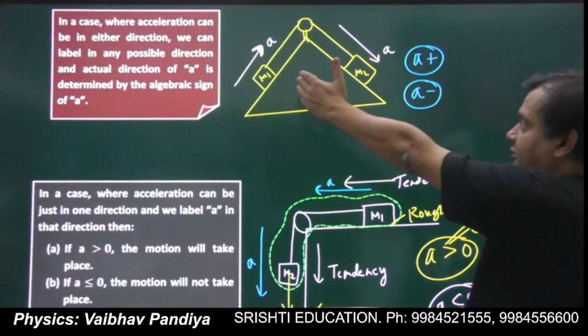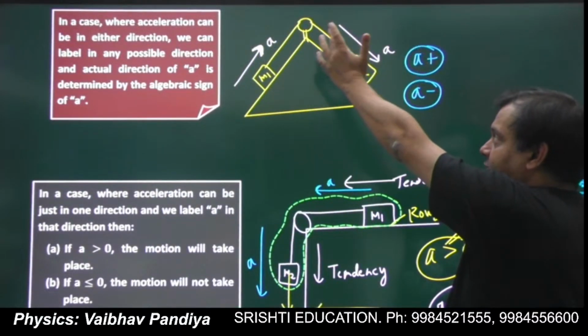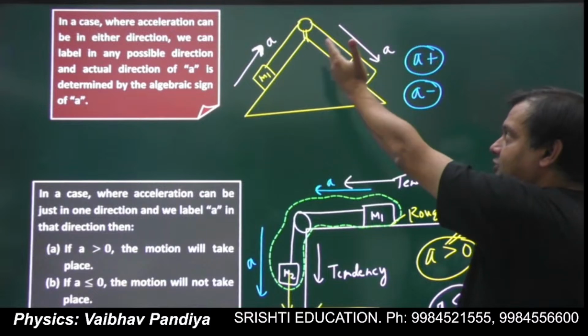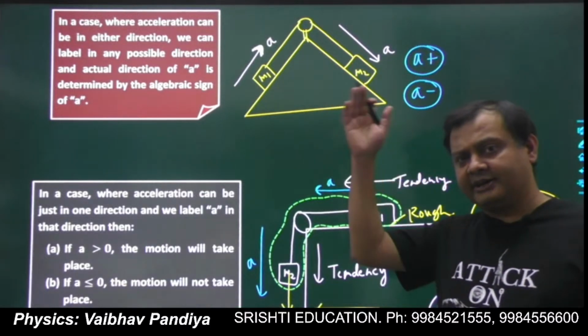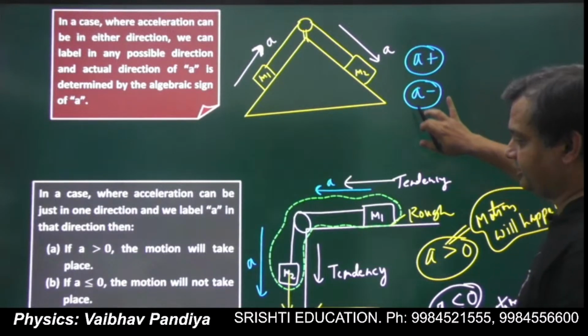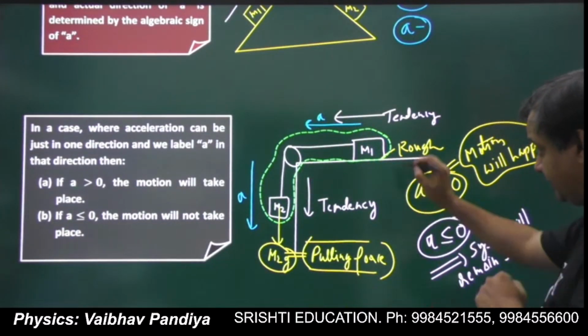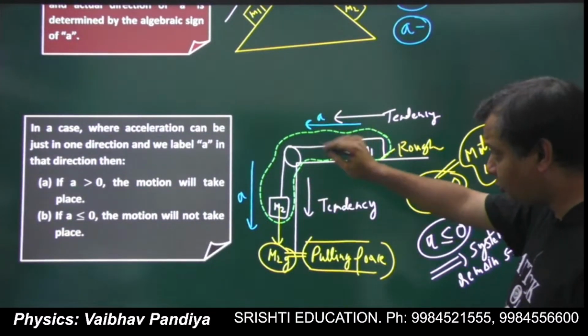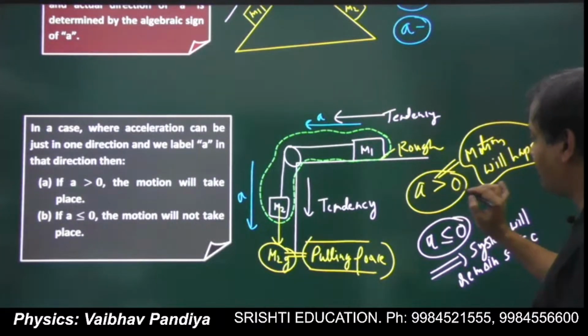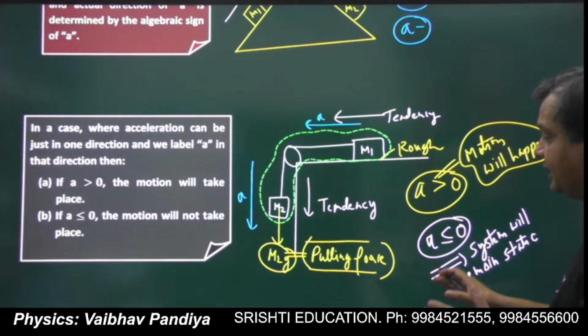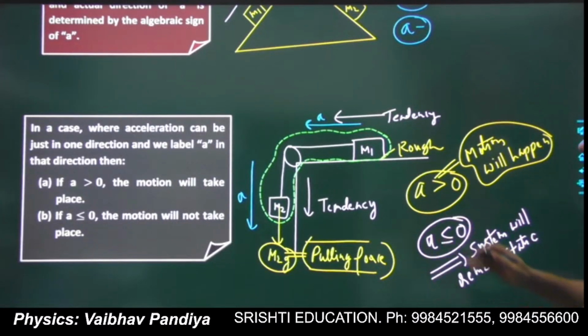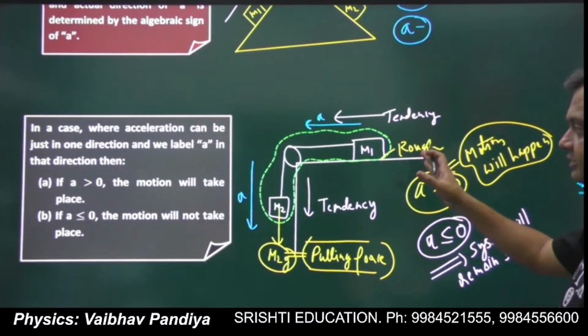When there are two possible directions of A, you can label any one direction. If A comes to be positive, actual A will be in that direction. If A comes to be negative, actual A will be opposite to that direction. However, when there is only one possible direction of A, you can label A in that possible direction. If A comes to be positive, there will be an accelerated motion. And if A comes to be negative or 0, there will not be any motion. The system will remain static.